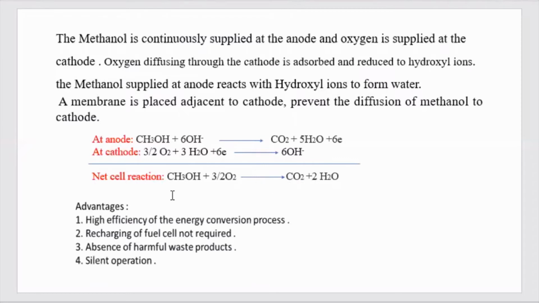Now the advantages of fuel cells. In the fuel cell, the complete fuel is converted into electrical energy, hence high efficiency in the energy conversion process. Unlike secondary batteries, recharging is not required in fuel cells. The byproducts formed during the reaction, carbon dioxide and water, are not harmful. And there are no moving parts, hence the fuel cell operates silently. There is no noise pollution.